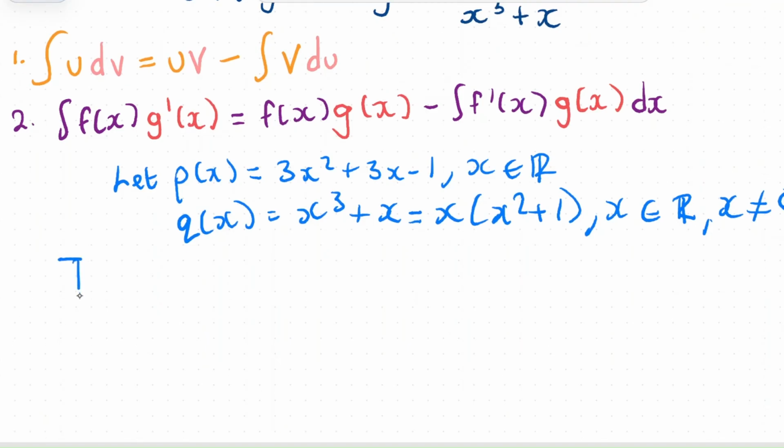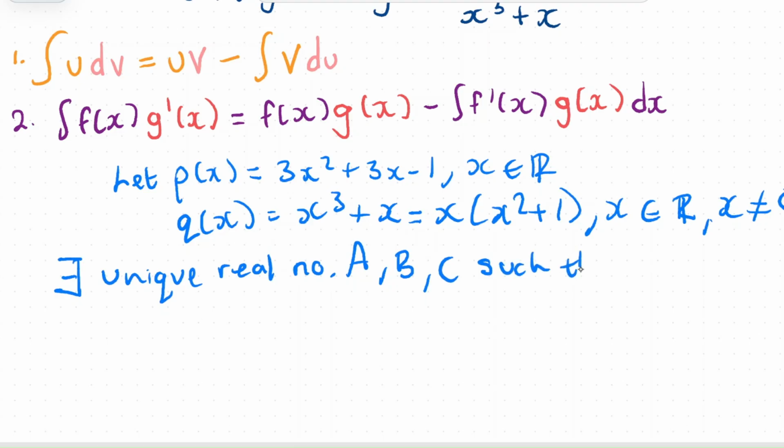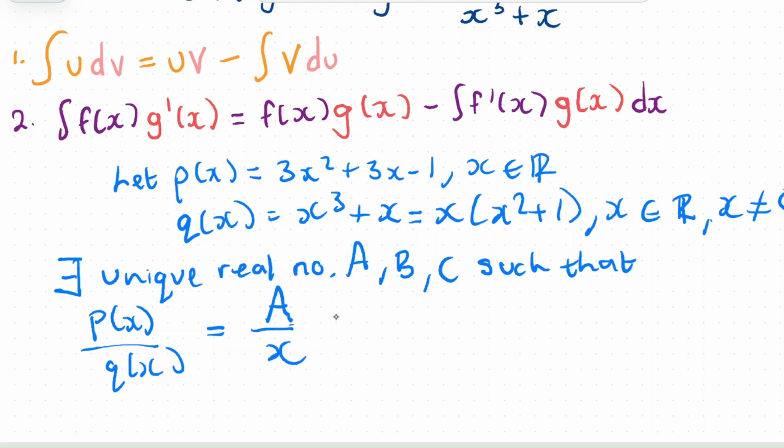Now we're going to say there exists. This is the sign that I use to say that there exists unique real numbers. Just going to write number as a symbol. A, B, and C, such that p of x over q of x is going to be equal to a over x plus. Now let's just pause. Let's take a moment to analyze everything that we've written down. So there exist unique real numbers a, b, and c.